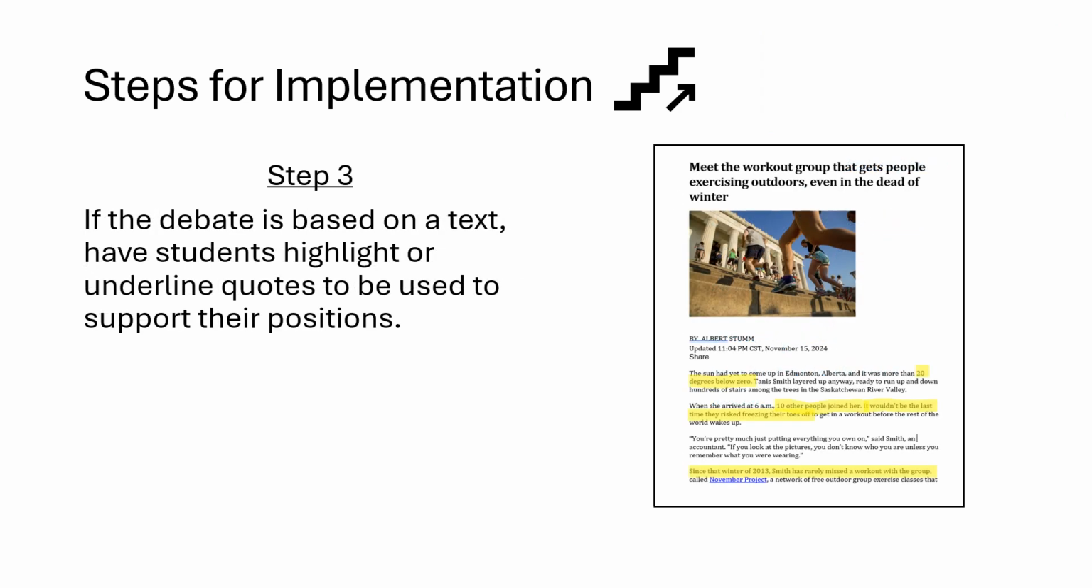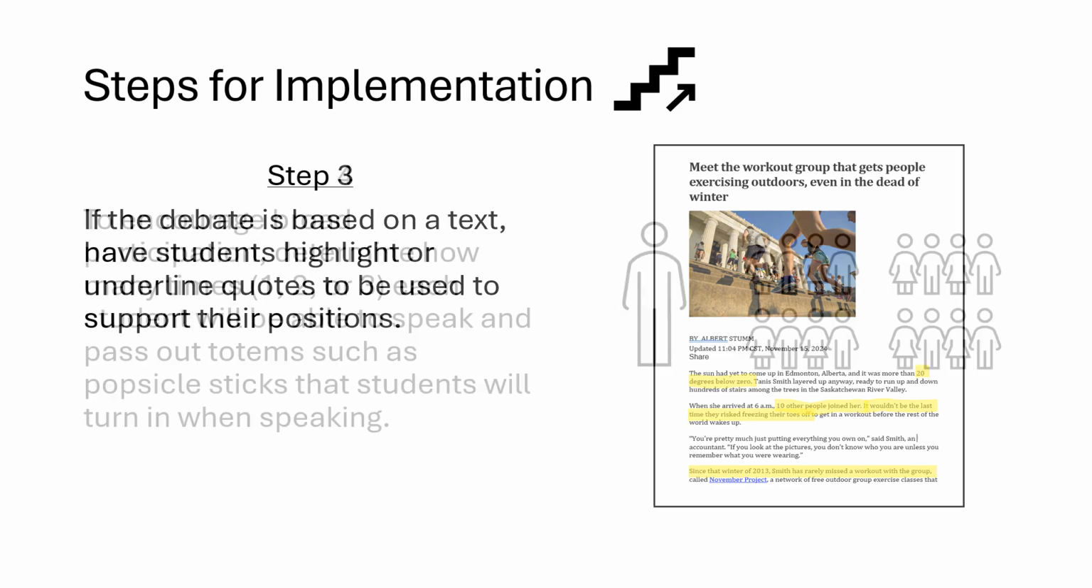For step 3, if the debate is based on a text, have students highlight or underline quotes to be used to support their positions. You could also make this step an extension of the previous one and ask students to highlight ideas and information from their class notes that could support their positions too.